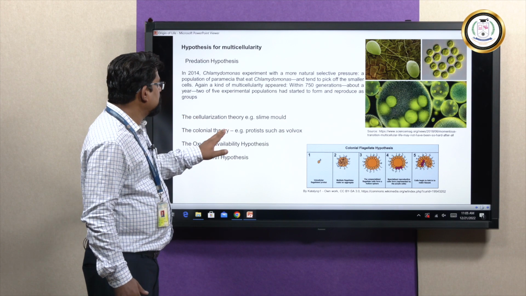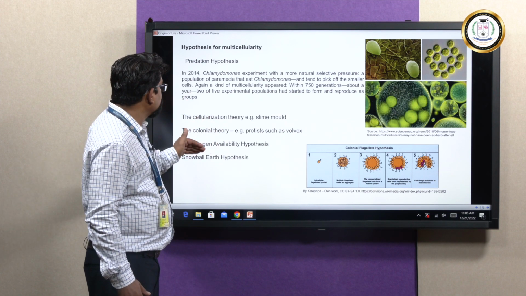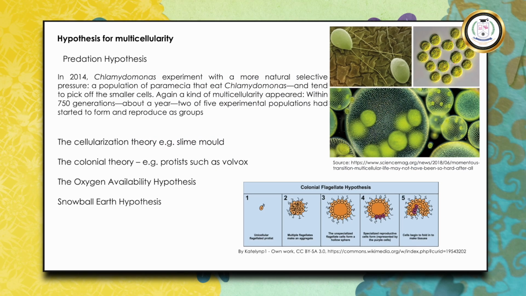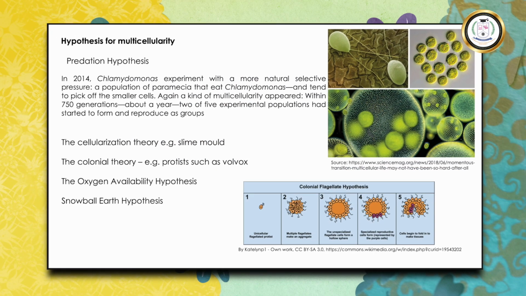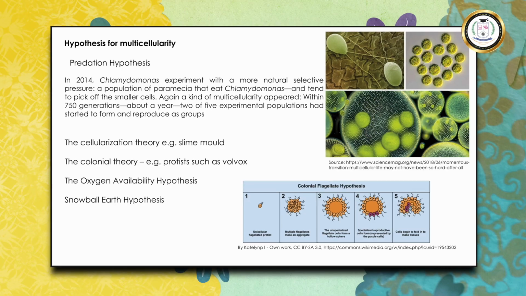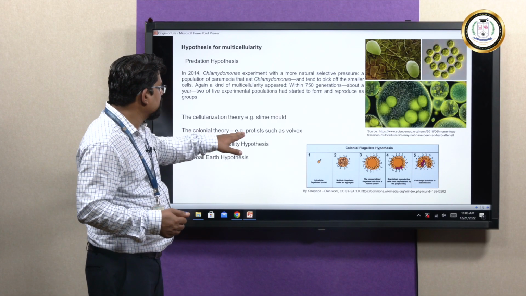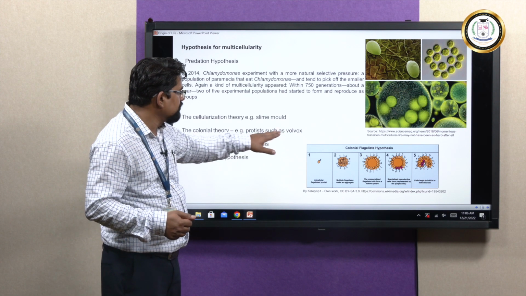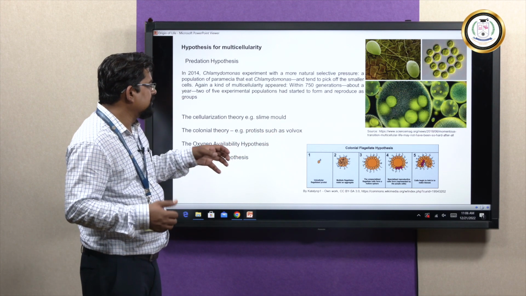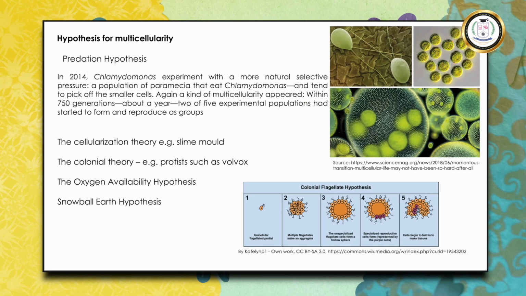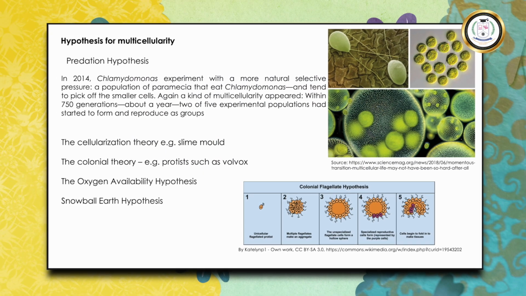Then there are several other hypotheses, like the cellularization theory, where there may be two different kinds of cells, one for reproduction and one the somatic cell. Then there are theories like the colonial theory, where, for example, in protists such as Volvox, unicellular flagellated protists can combine together and make an aggregate like this. So this could be the colonial theory.